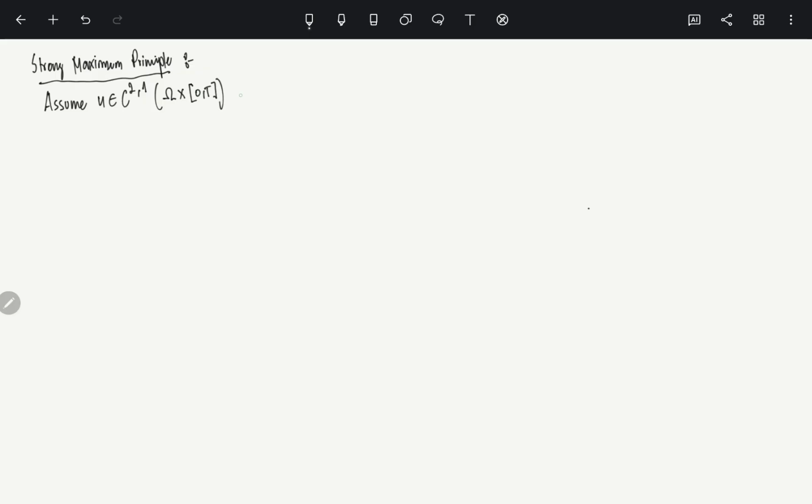Yes, intersection C of... maybe I can use a small notation because otherwise this is getting confusing. Okay, so what I will do is this, maybe let's do this first. First of all, we'll define something called a parabolic cylinder. Parabolic cylinder.